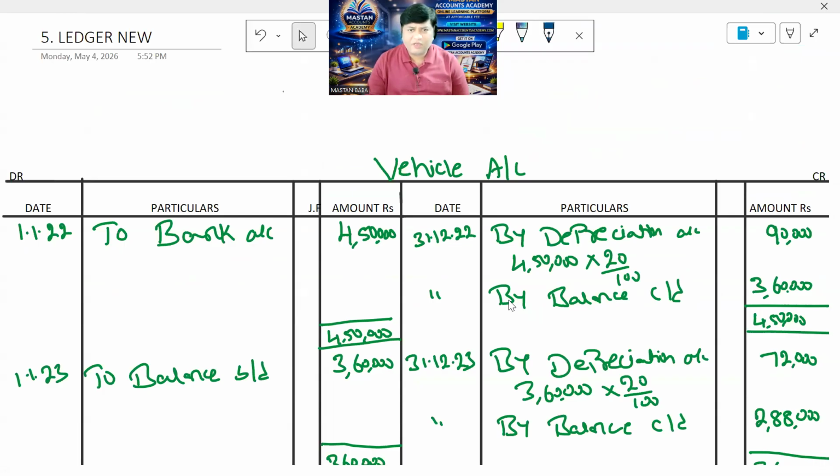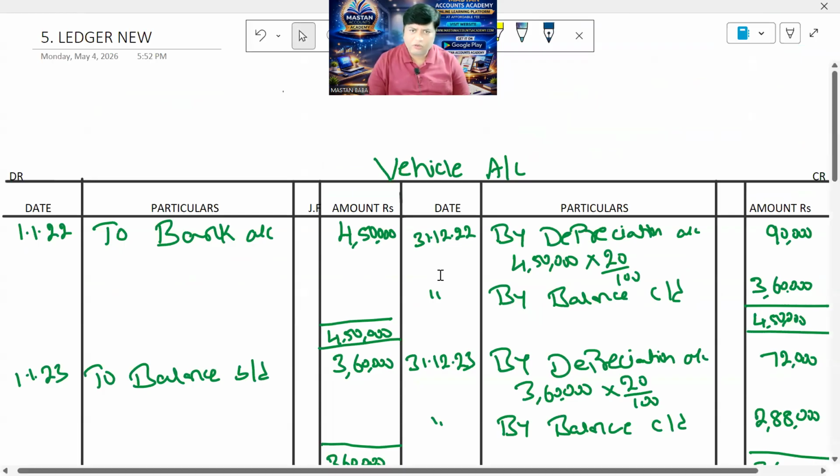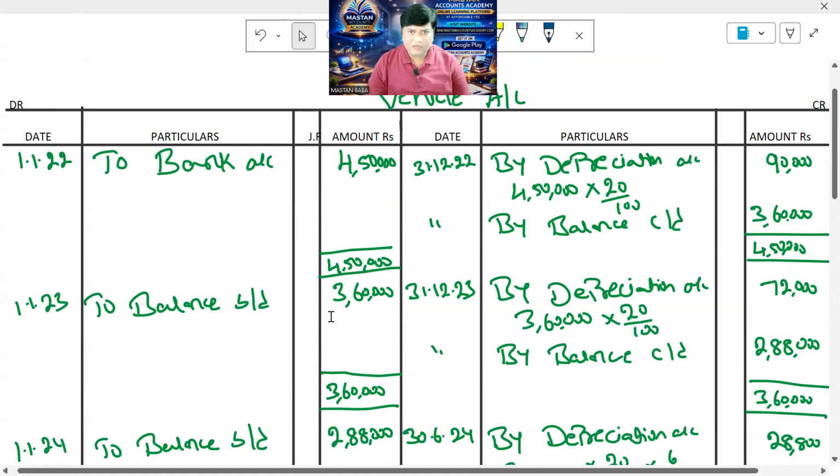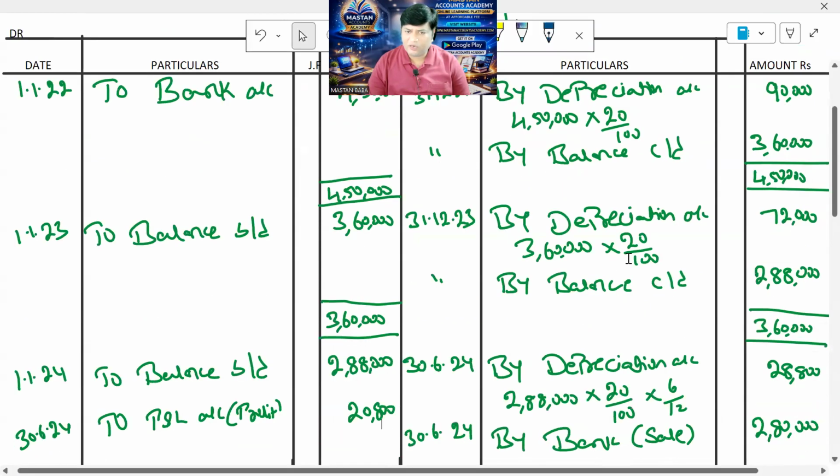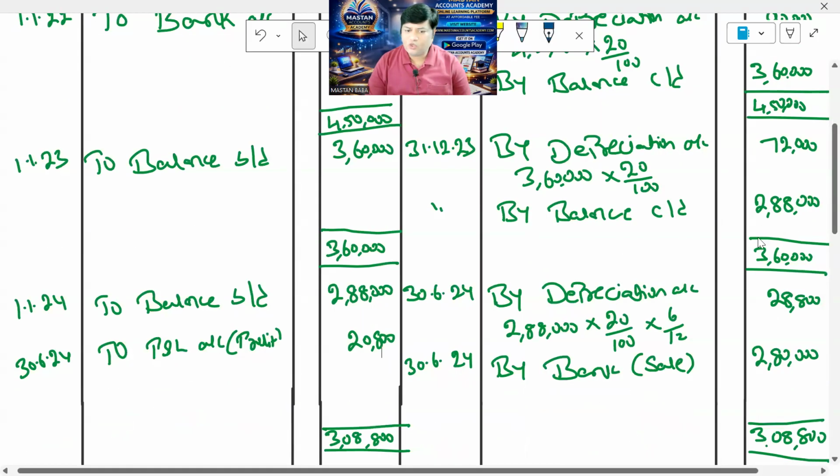So I'm repeating once again the same answer. I will do the working note also for clarity. You also learn the working note for further problems. So dear students, we bought a vehicle for 4.5 lakhs. Just concentrate on the cursor. Depreciation on 4,50,000 at 20% will get 90,000. I have balance asset 3,60,000. I depreciated on 3,60,000 because it's a diminishing balance method. That comes to 72,000. Again, the balance is 2,88,000 in this year, that is 2024.